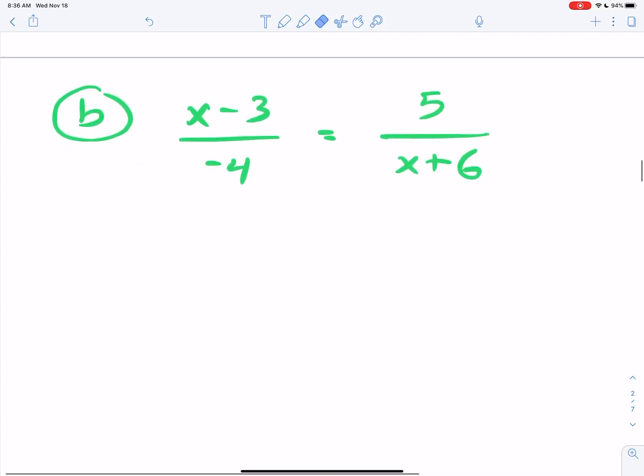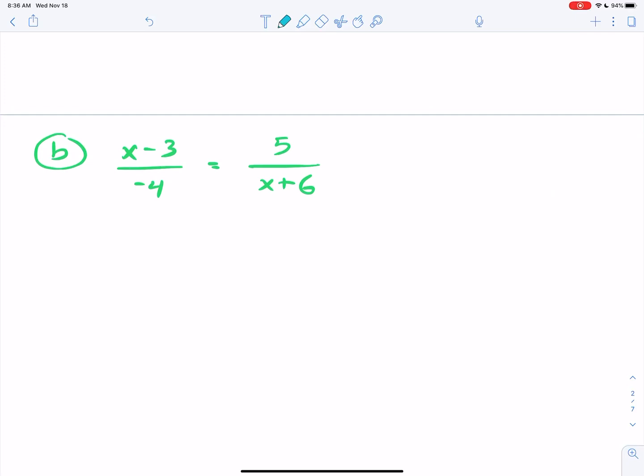Here's part B. So here's my question to you. I want you to press pause after I ask the question. What is your very first step? Press play when you're ready. Okay? Your very first step is not to solve, you guys. Your first step is to check your domain. Okay? So make that a habit.